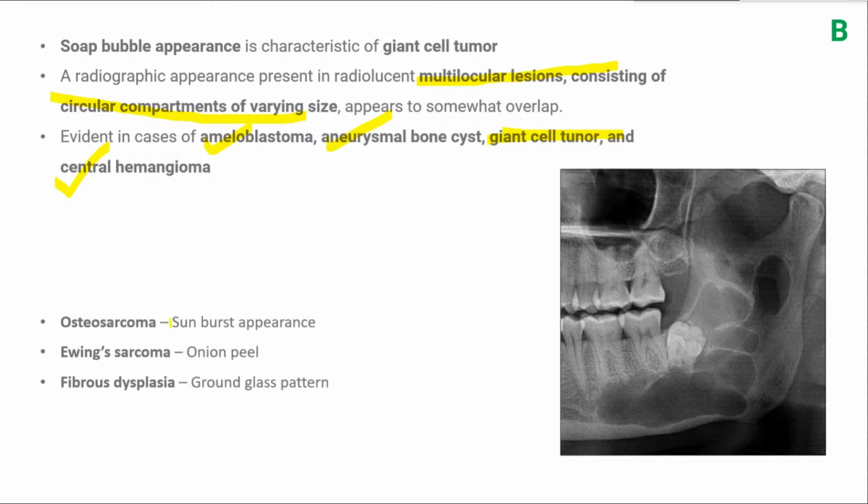For osteosarcoma, the key thing is sunburst appearance. Ewing sarcoma is onion peel, and fibrous dysplasia is ground glass pattern.